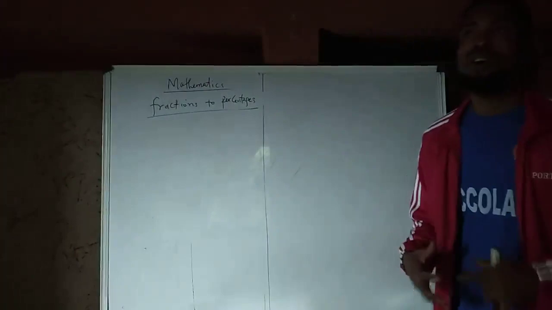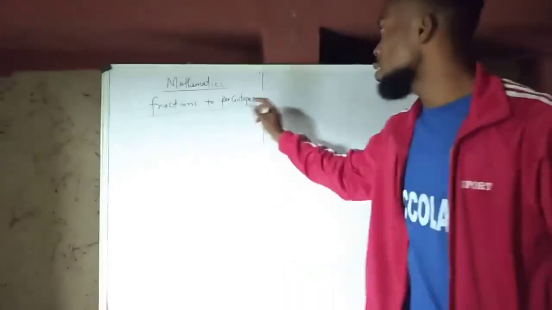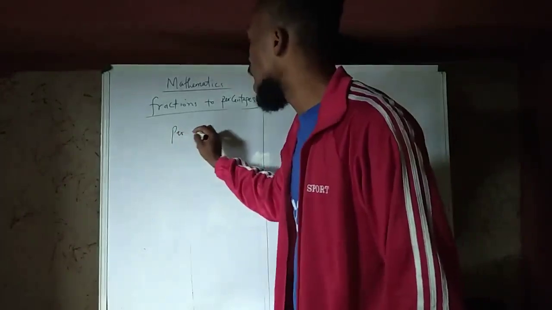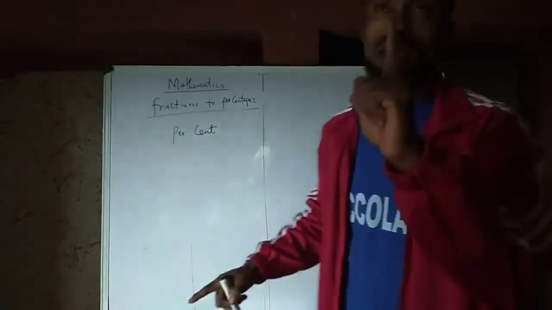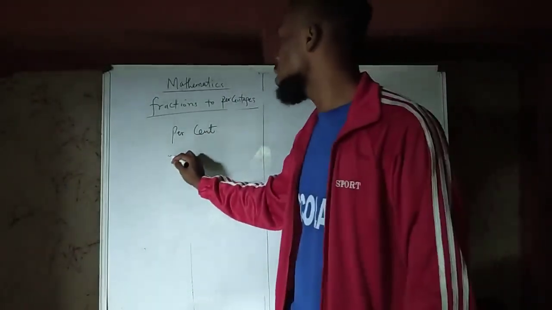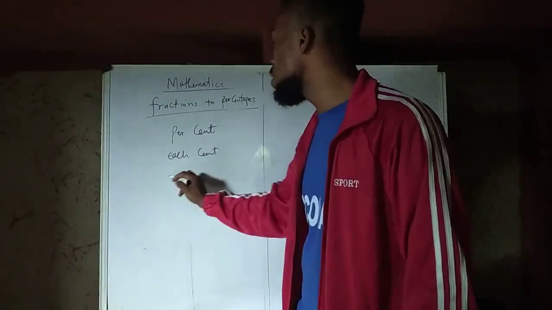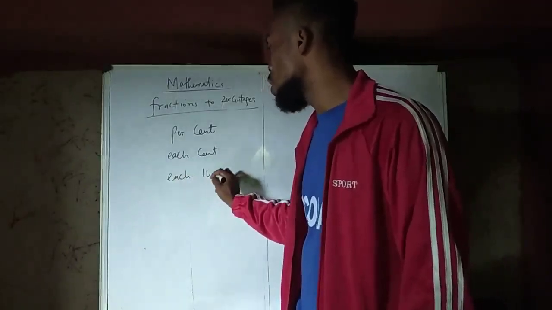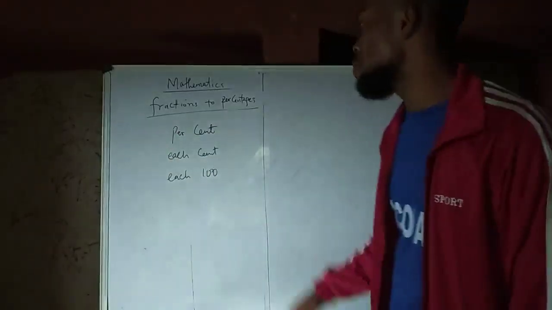Now, what does percentage mean? Percentage means 100 in 100. Percent simply is per cent. And per is like 1 in each. This is like saying each cent. And cent means 100, so in each 100. So that's what we have here as percent.